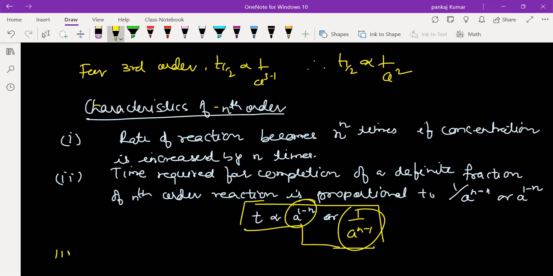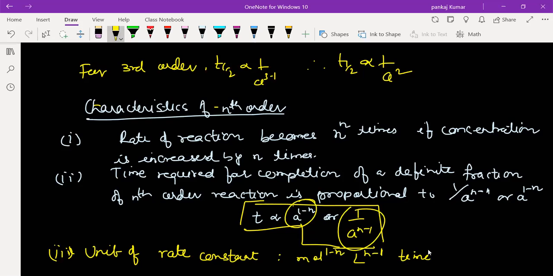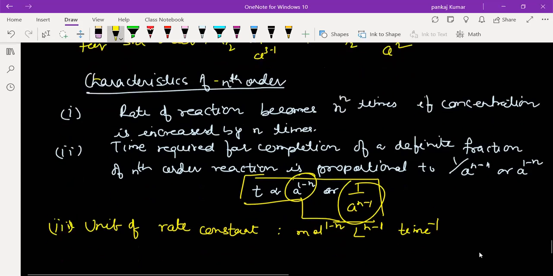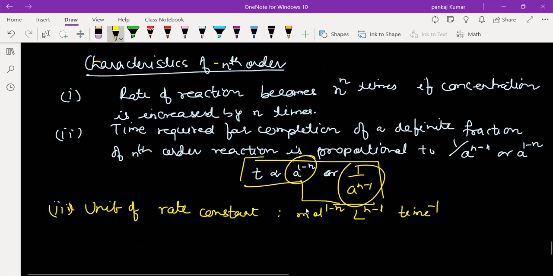And the third is unit of rate constant. Unit of rate constant, that is mole 1 minus n, then liter n minus 1, then time 1. Yes, I think now you can remember, isn't it?